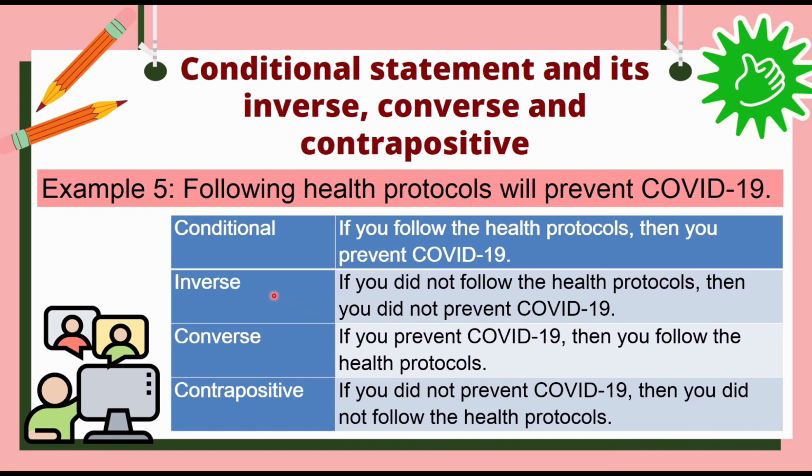The next one is our converse. So converse is just to switch the hypothesis and conclusion of our conditional. So the converse will be, if you prevent COVID-19, then you follow the health protocols. And then the last one, we have the contrapositive. So you need to negate the converse. So it can be written as, if you did not prevent COVID-19, then you did not follow the health protocols. So that will be our example number 5, conditional, inverse, converse, and contrapositive.